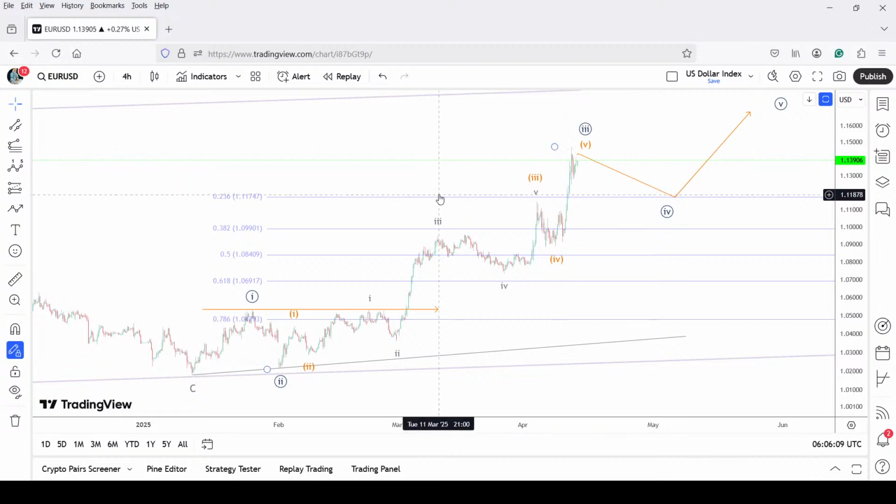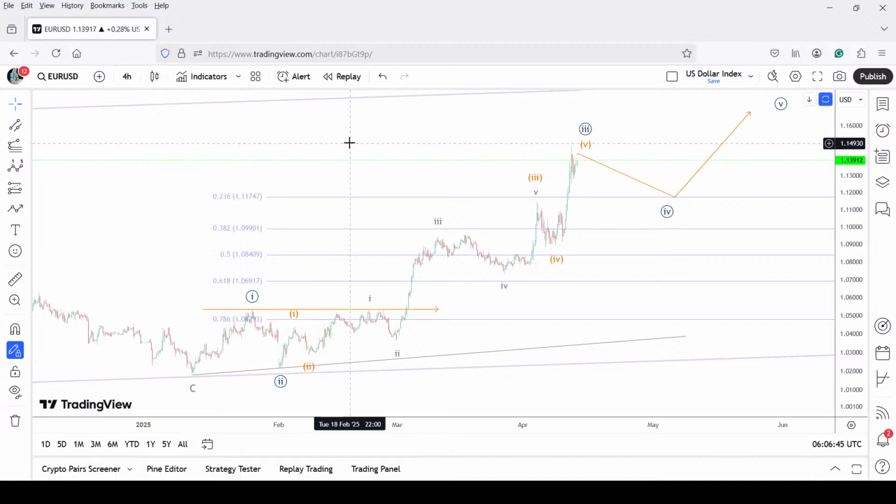once we see that corrective wave, now the corrective wave could be in the shape of an expanded flat, or it could be a triangle, because what we have seen in the second wave was quite sharp. And if we go by the guidelines of alternation, I think wave 4 could be a bit sideways before it actually terminates and turns higher again. All right. So that is the story in euro.